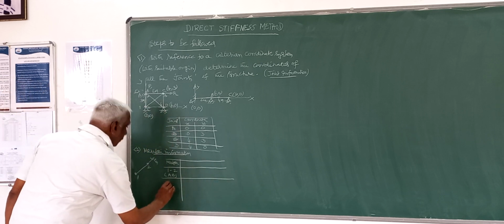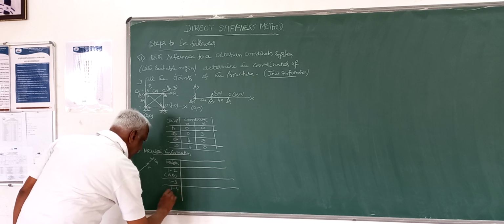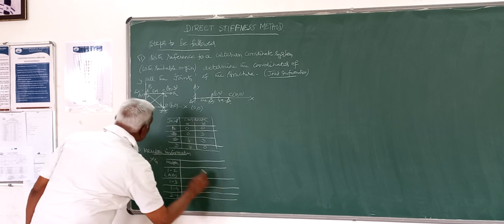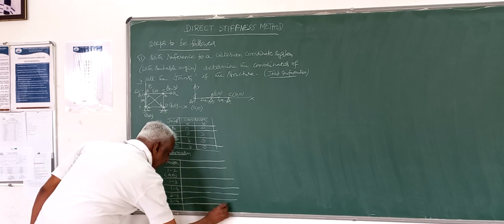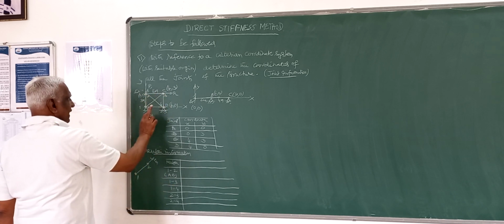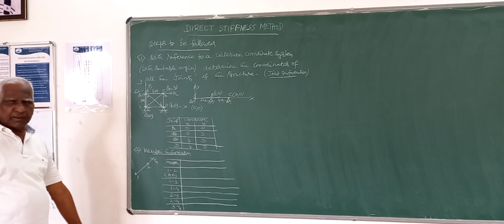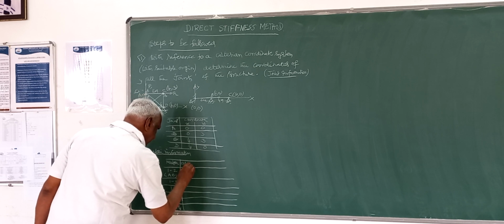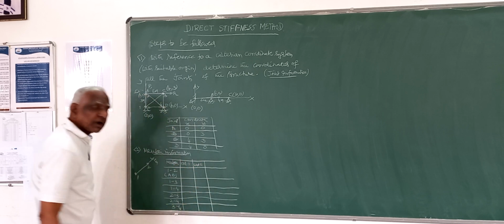Then member 1, 3, then member 1, 4. Then member 2, 3, then member 2, 4, then member 3, 4. That way we can have all the members. Then write end 1 of the member, then end 2 of the member. That we have to identify too.